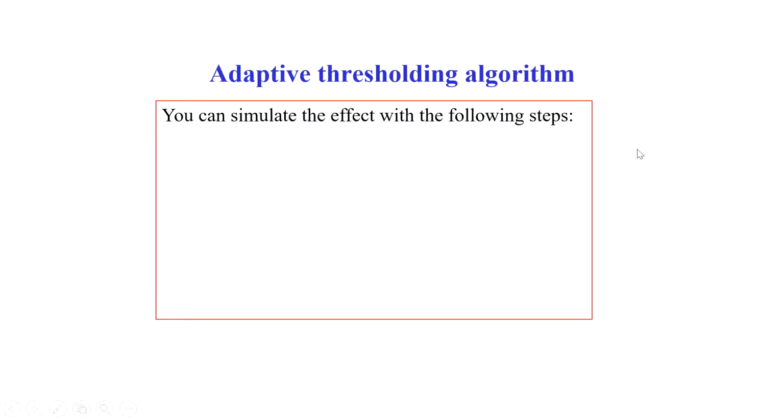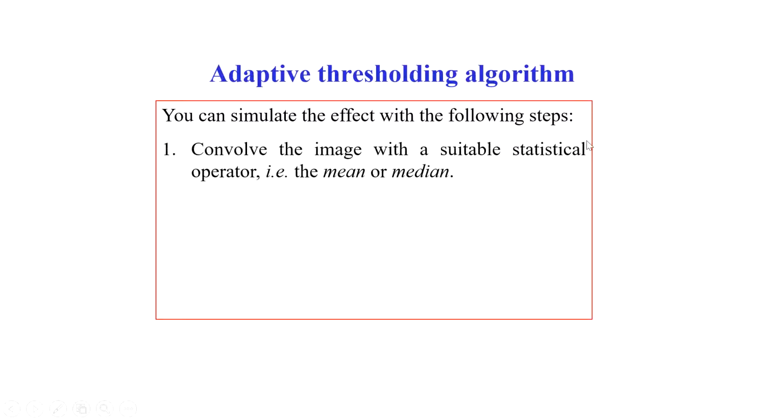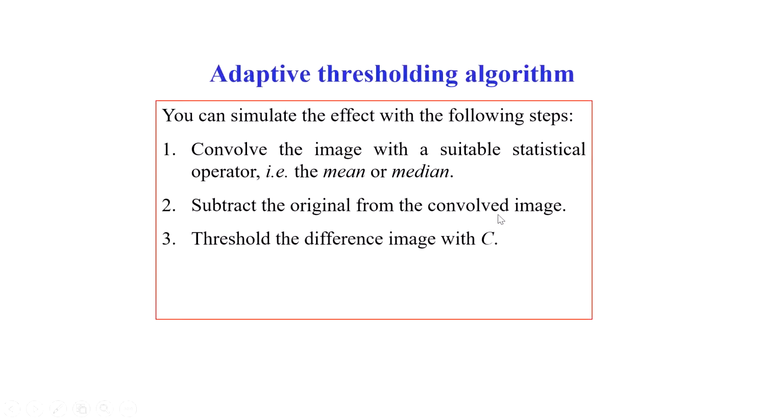In a simple way, we can conclude the steps of using the adaptive threshold as follows. The first one, you need to find the convolution of the image, either using mean, median, or whatever, such as mean plus max over 2. Second, you need to subtract the original image from the convolved image. The third thing, you threshold using C, which is a constant value. This is the global threshold method. And then finally, you invert the thresholded image.